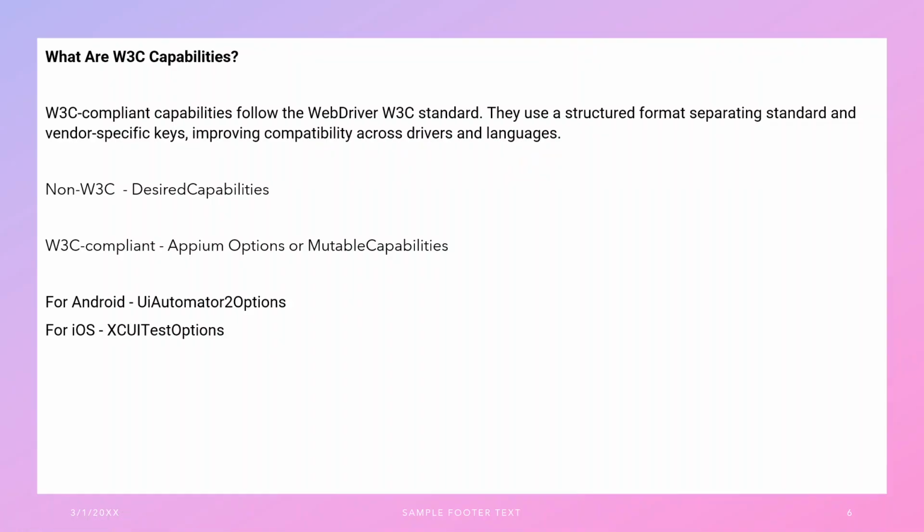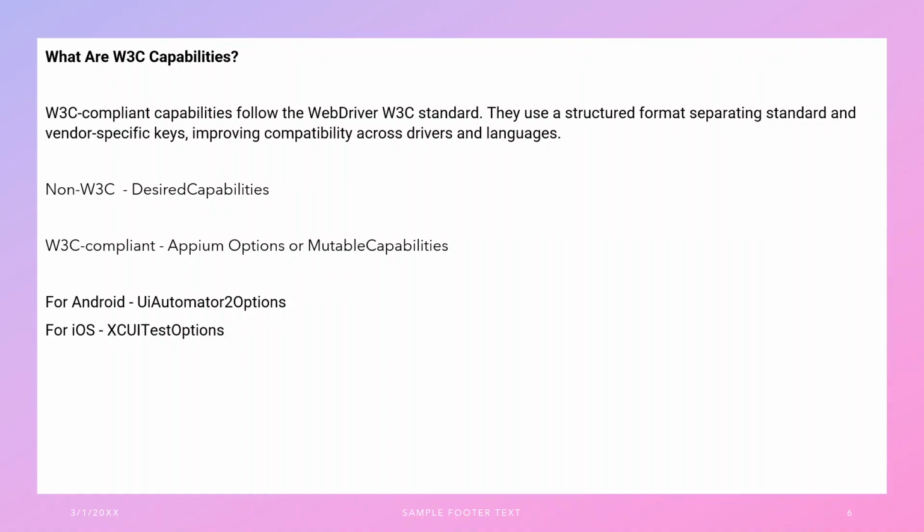Okay, if we are working in APM 1.x, we define the capabilities by using the DesiredCapabilities class and its specific methods, and that DesiredCapabilities class comes under the non-W3C compliant capabilities. And the latest is APM 2.x, whatever the version will be. In APM 2.x, they have standardized the capabilities and they are using the W3C compliant capabilities instead of desired capabilities.